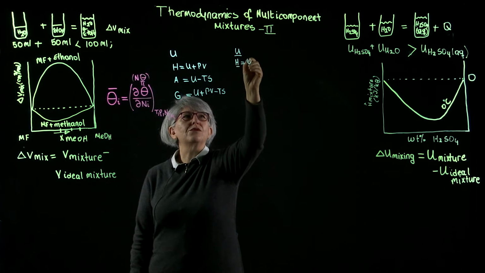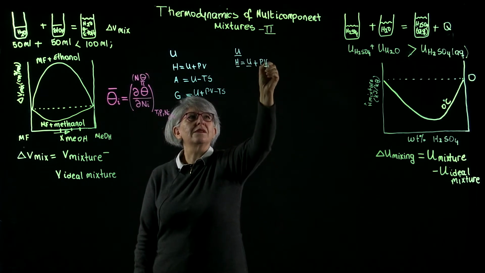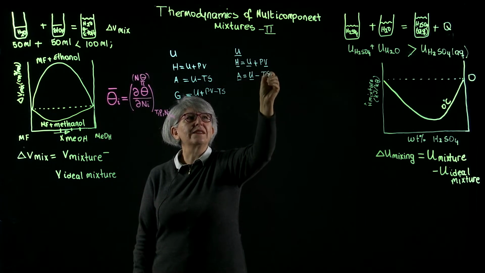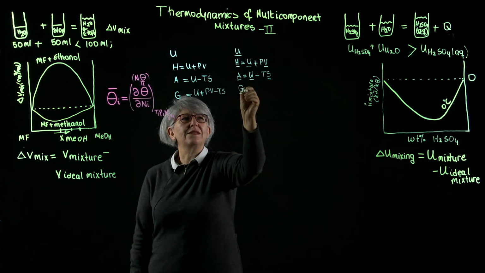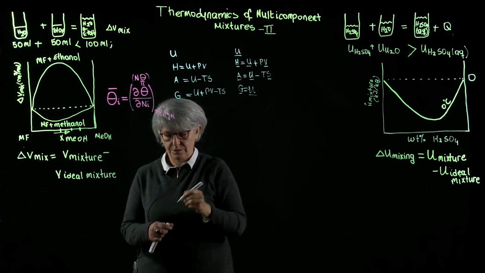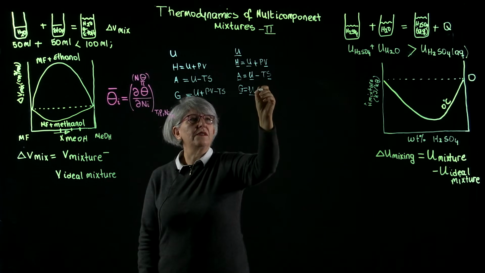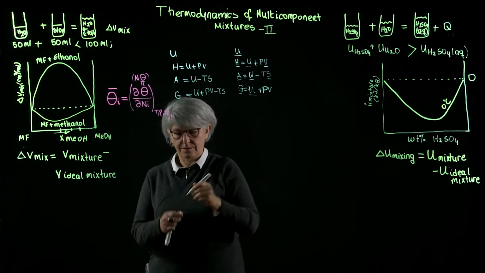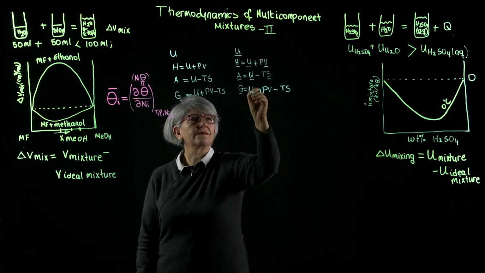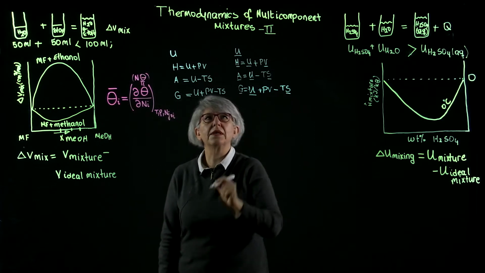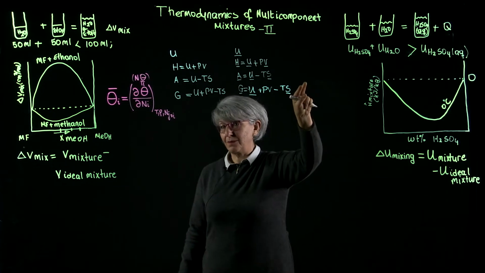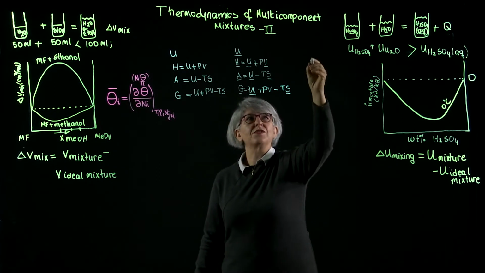H is equal to U plus PV, A is equal to U minus Ts, and G is equal to U plus PV minus Ts. Extensive, intensive. Now I'm going to write the partial molar counterparts of those relationships.